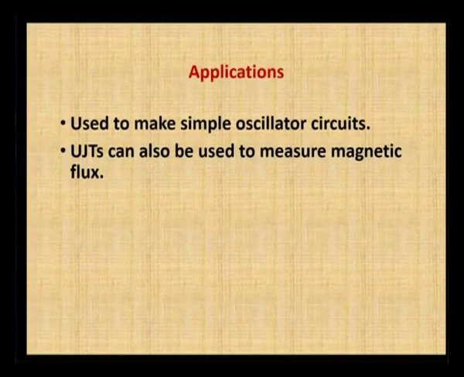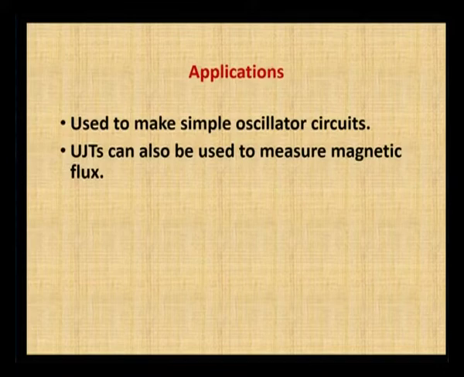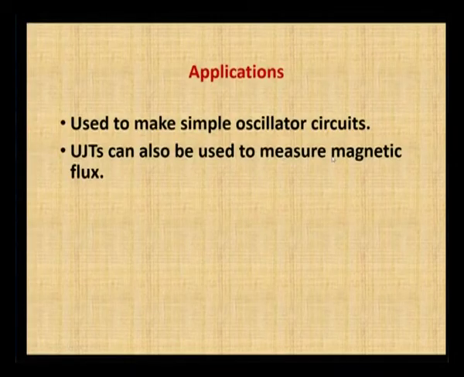Next we move to applications of the UJT. These are used to make a simple oscillator, because if we use this UJT with a few passive devices, we can get oscillator circuits. The UJT can also be used to measure magnetic flux. This is one of the important applications, where we use the UJT to measure magnetic flux.